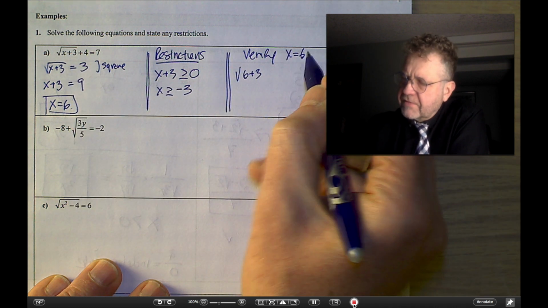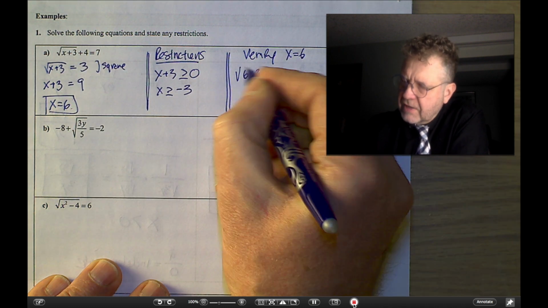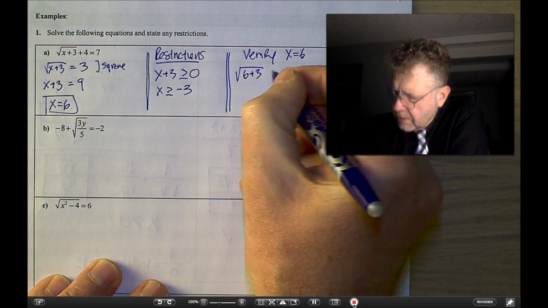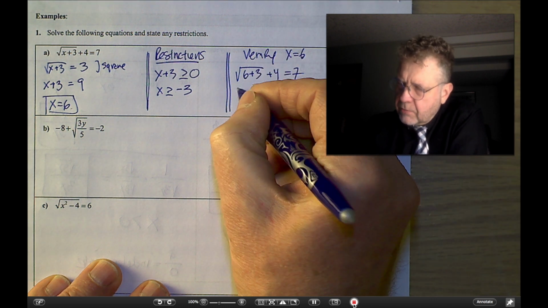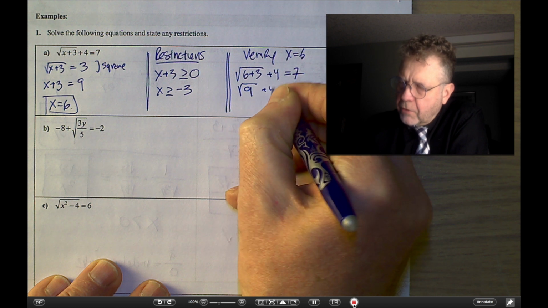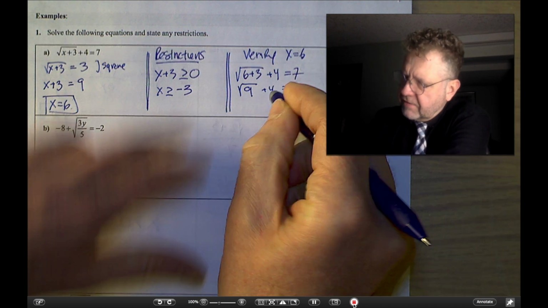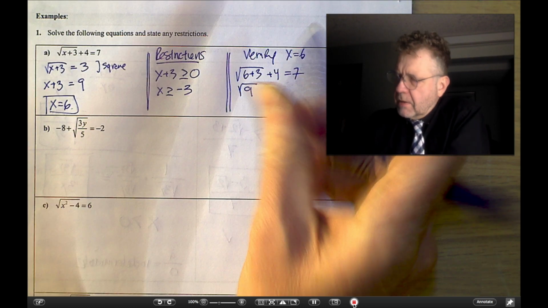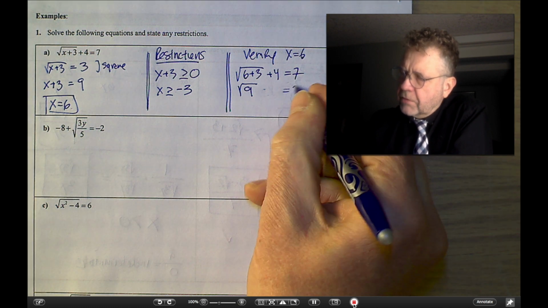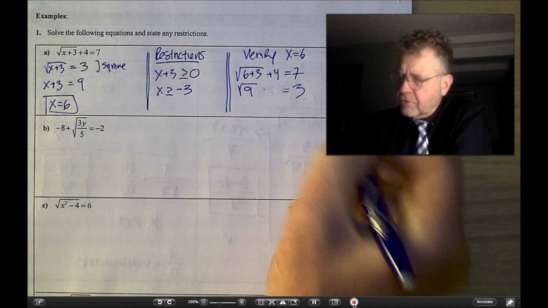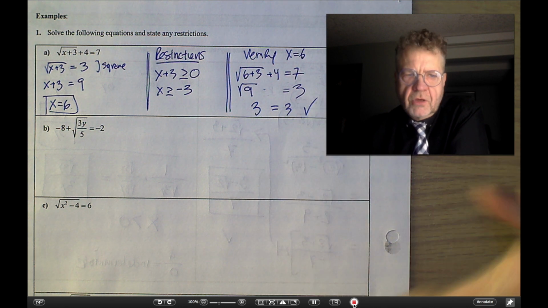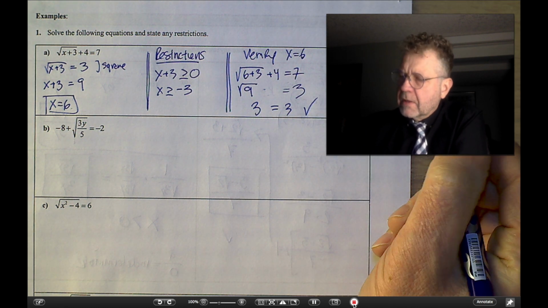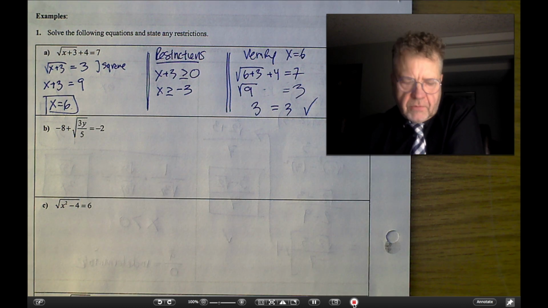So this first x is going to turn to a 6. Square root of 6 plus 3 plus 4 equals 7. In other words, the square root of 9 plus 4, well, let's even save a step, should equal 3 if this all works out, if it's true. And in fact, it is. Yes, good, we're good to go. The answer is x equals 6.